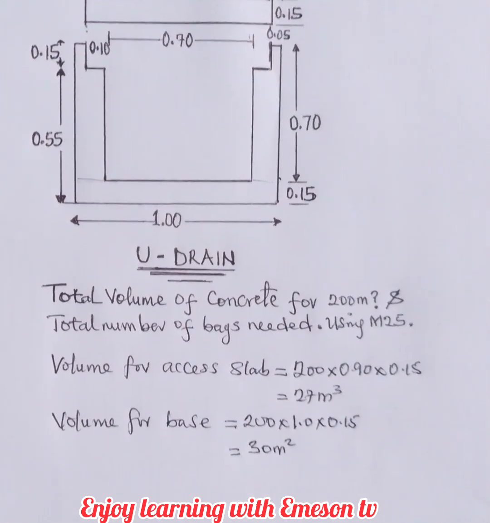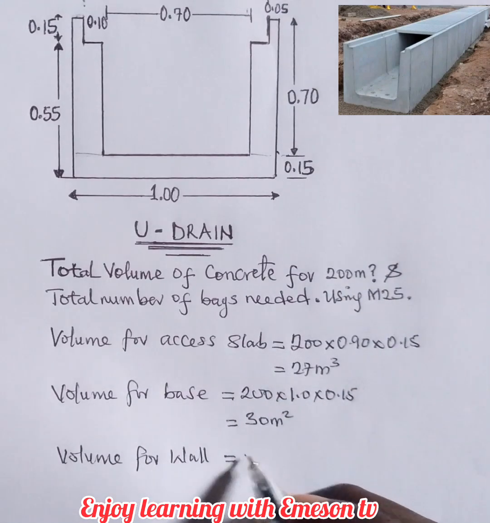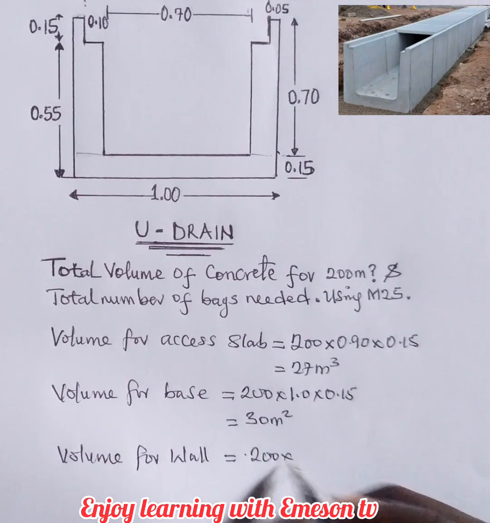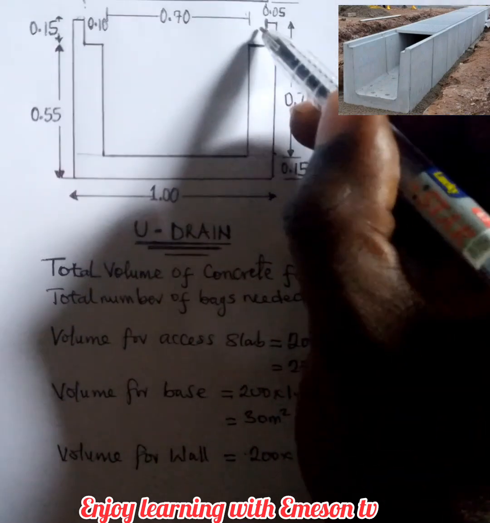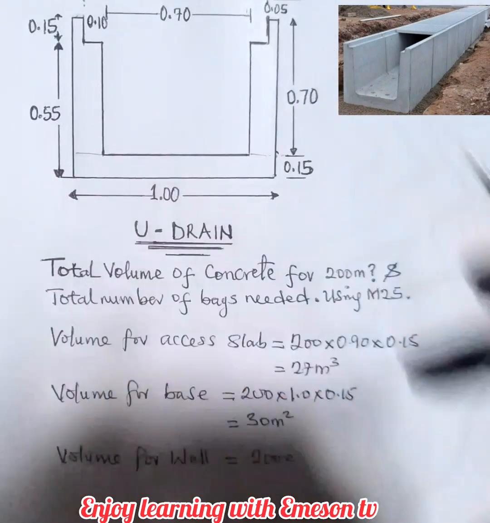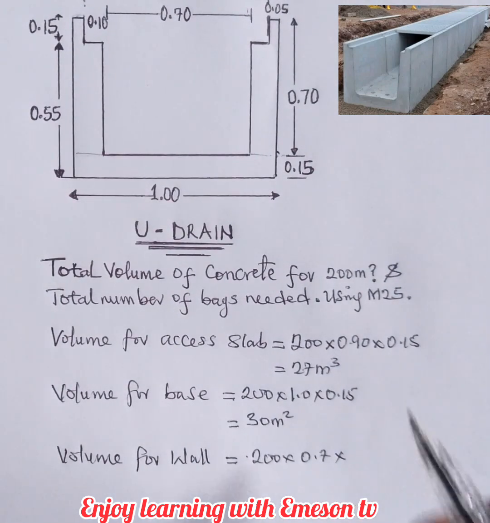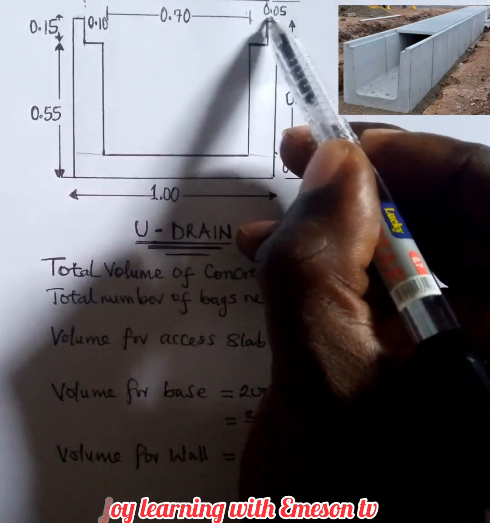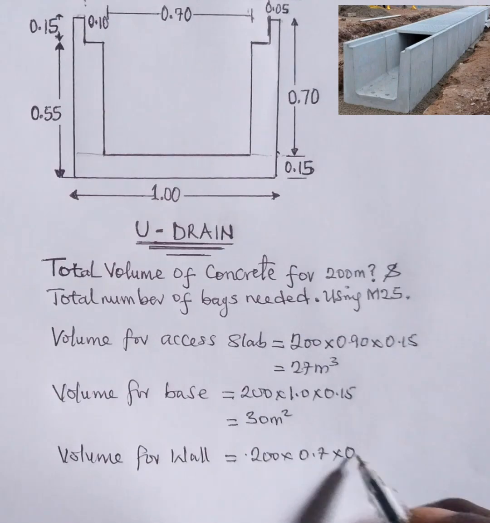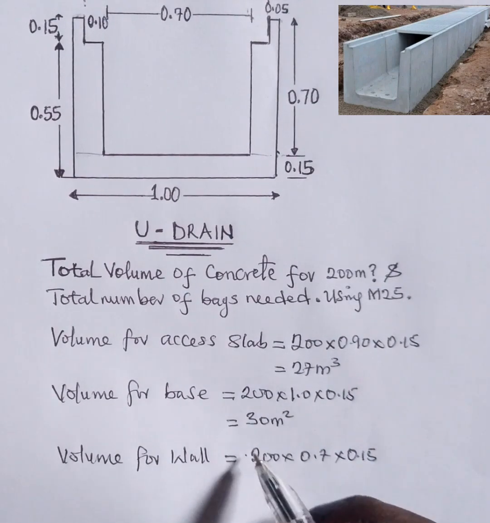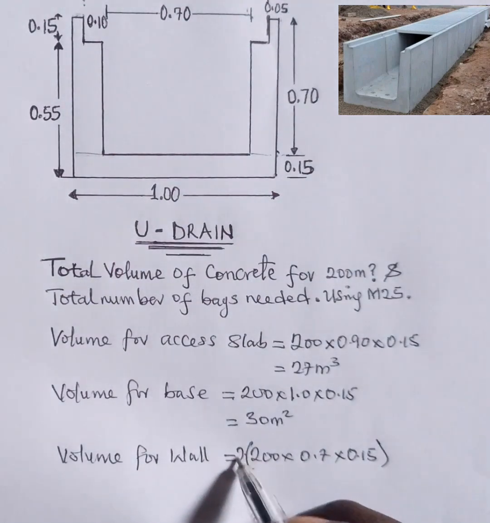Then let's go for the wall. The wall will span through the length of 200 meters, multiplied by the height, from here to here. I'm including this void, this opening, please, which is 0.7, by the thickness of the wall, from here to here, 0.05 plus 0.10, giving us 0.15. Remember, the wall is 2, this and this, so we'll multiply this by 2.